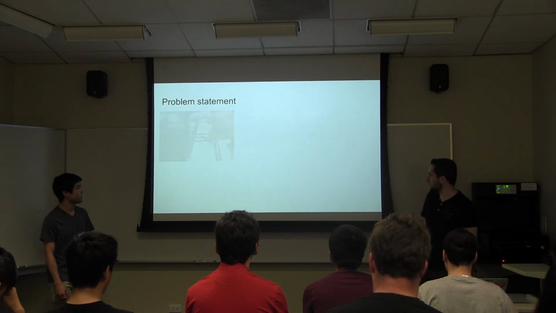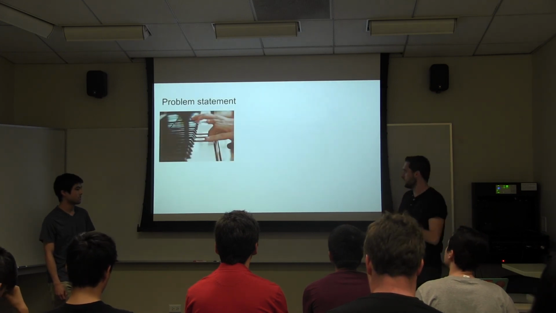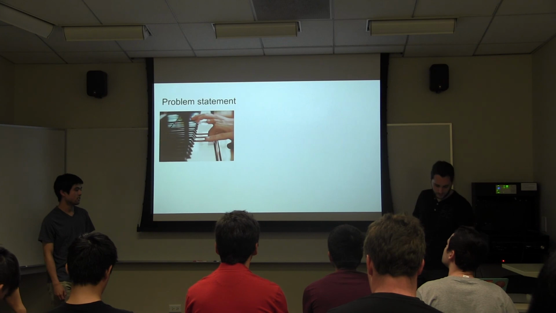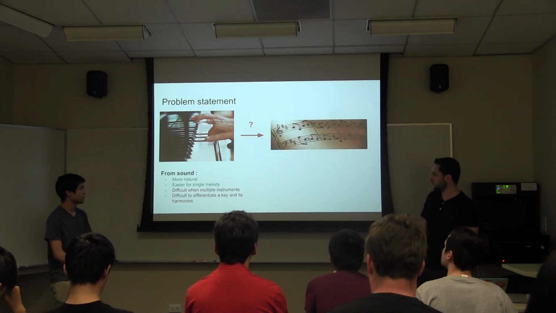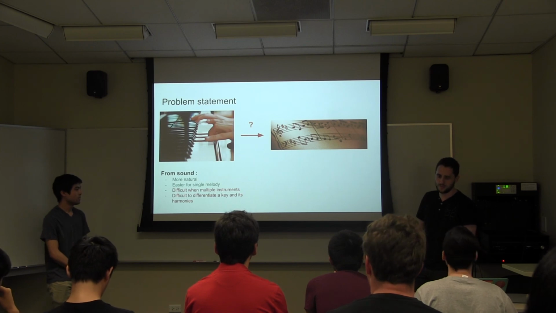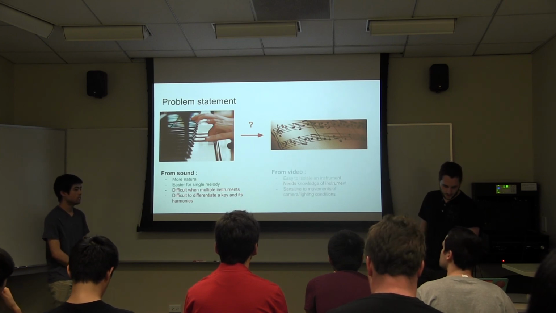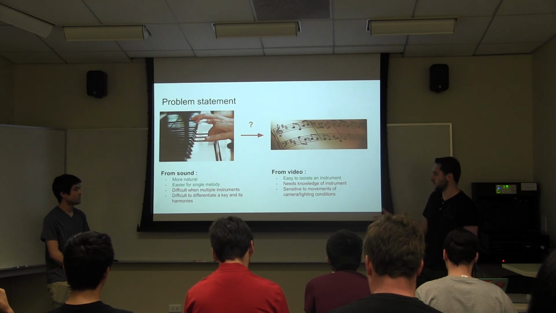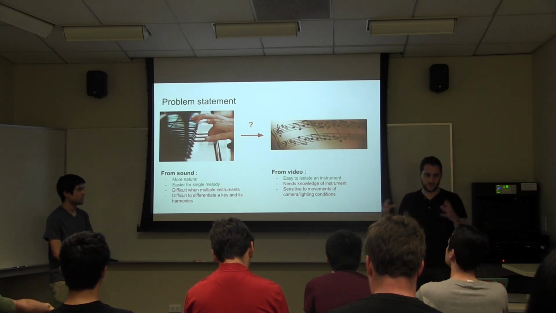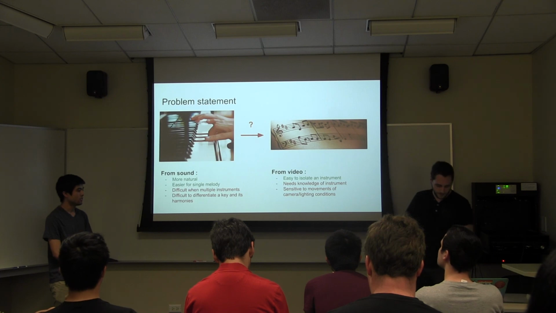We're going to talk about our project that deals with music. The problem is recognizing keys from piano video. So, how do you go from images to sheet music? Some people have tried to do it from sound. This has several advantages and drawbacks. Here we try to do it from the video, which has different advantages and drawbacks, but mainly you can isolate one instrument in an orchestra.